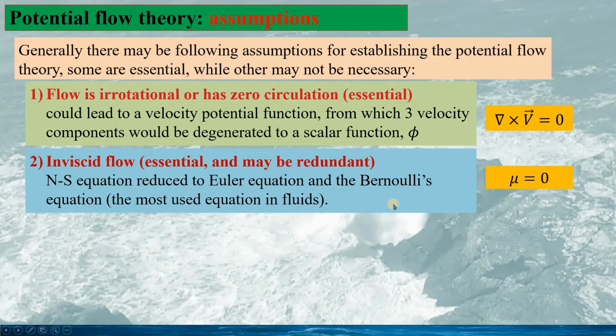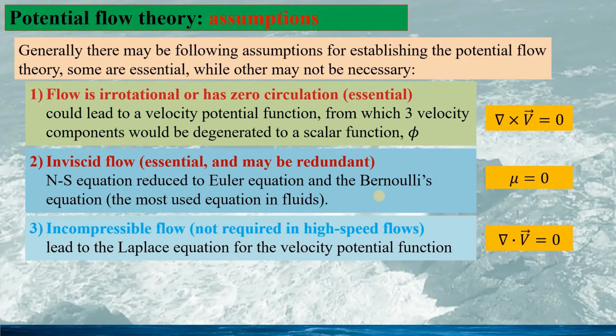The second assumption is the flow is inviscid. This is essential, but this is also redundant, since when we assume the flow is irrotational, that means the flow is inviscid. For inviscid flow, the simple expression would be the fluid viscosity mu is 0. Therefore, the Navier-Stokes equation would be reduced to the Euler equation, as well as the Bernoulli's equation, as an integral form of the Euler equation. Bernoulli's equation is the most used equation in fluids.